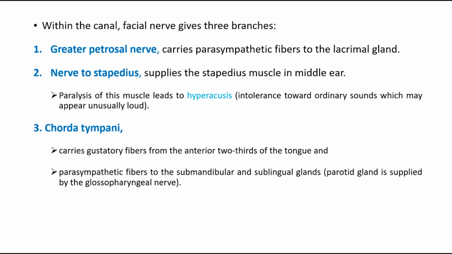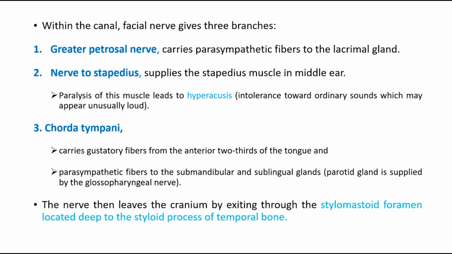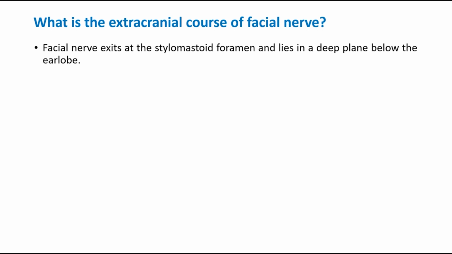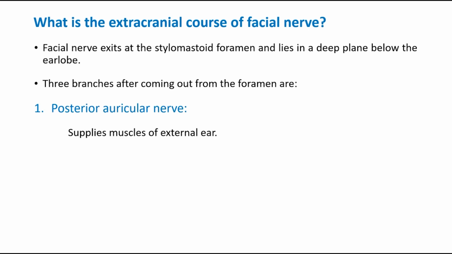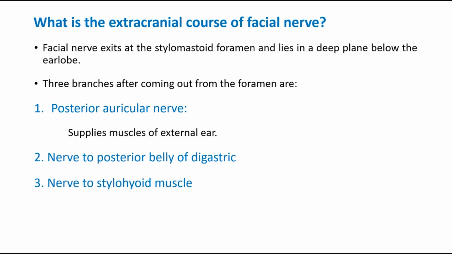Now the nerve leaves the bony part by exiting through the stylomastoid foramen. And this point is located deep to the styloid process of temporal bone. So come to the extracranial course of the facial nerve. On immediately exiting out of the stylomastoid foramen, there are three branches: posterior auricular nerve, nerve to posterior belly of digastric, and nerve to stylohyoid muscle.